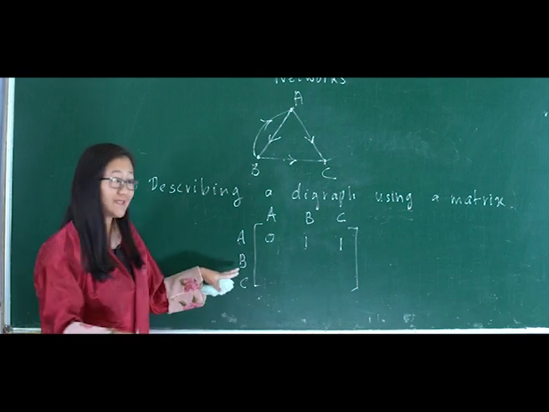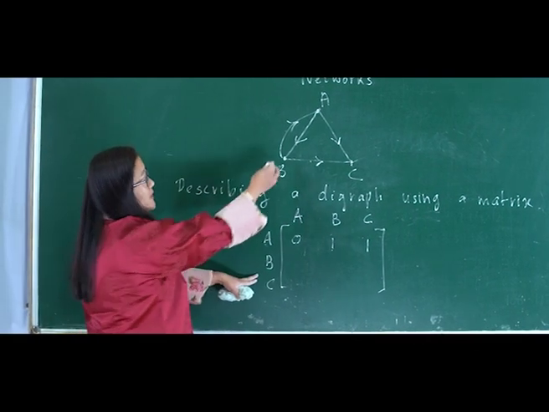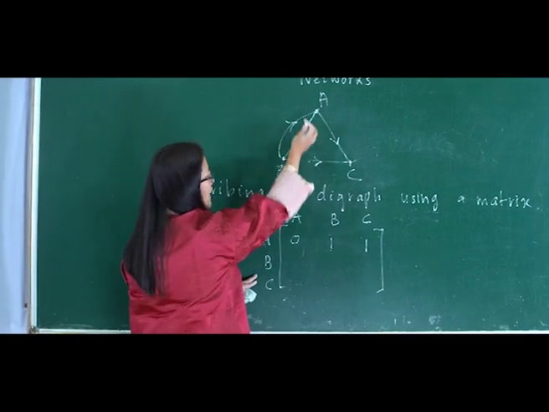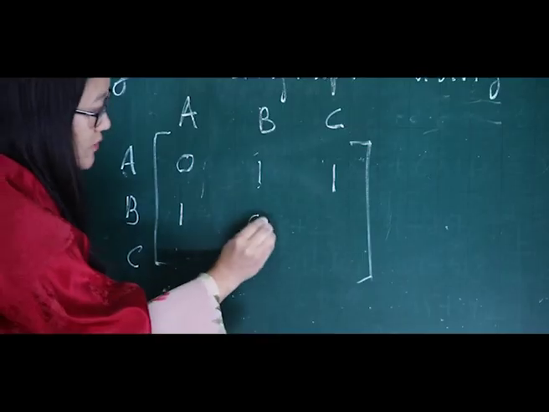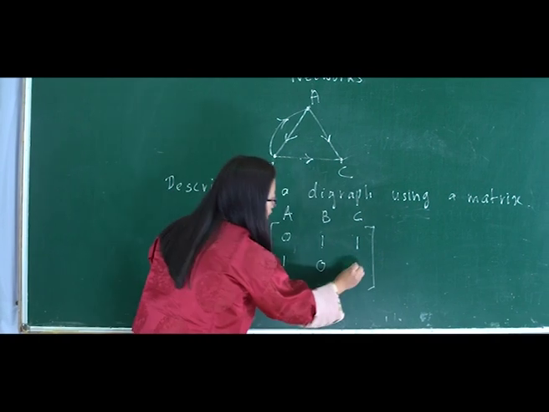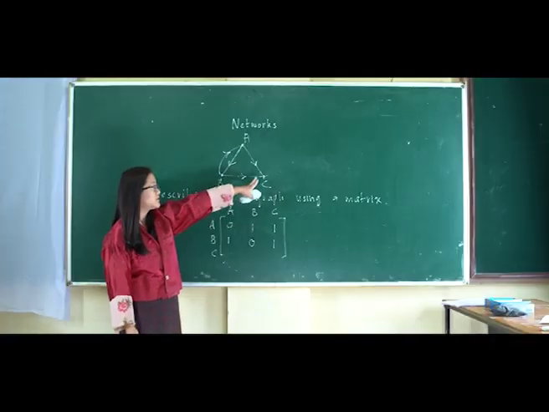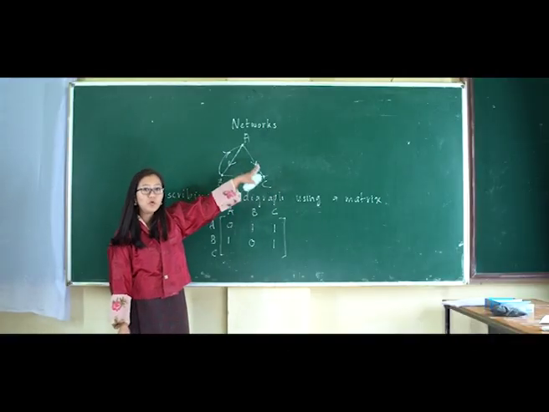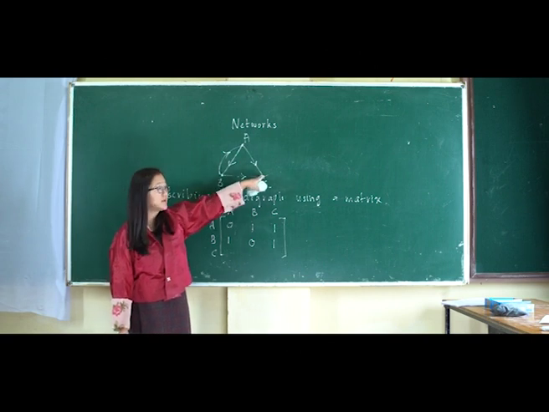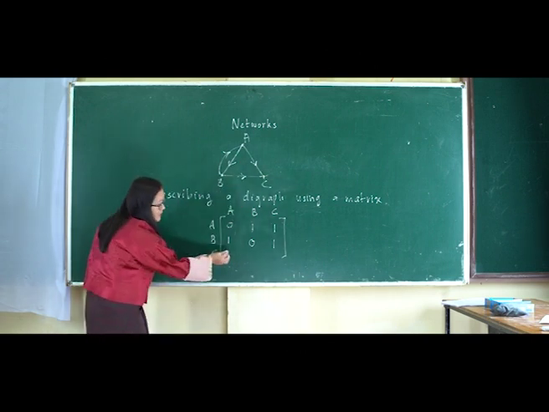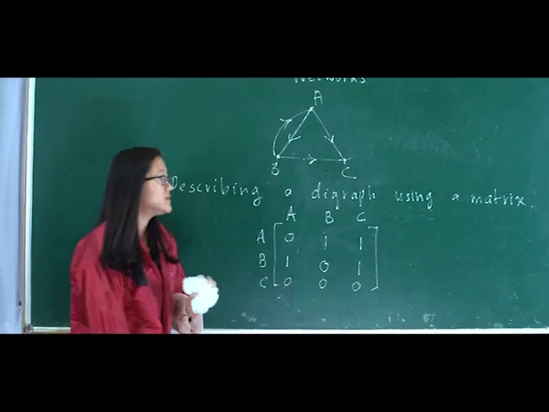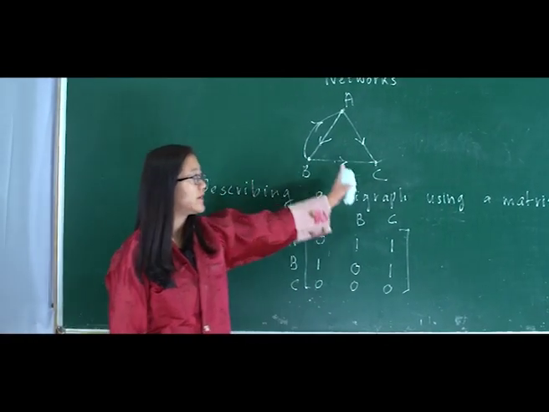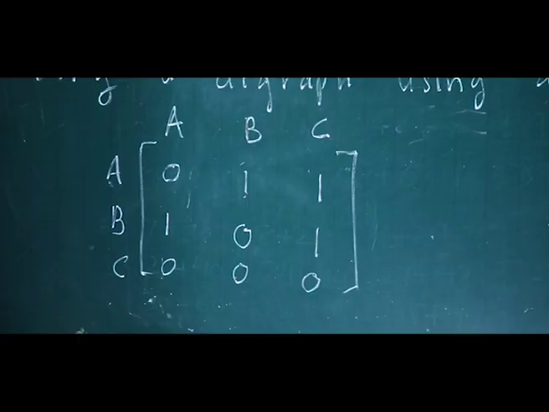Now to move on to the second row, we will see from B. B to A, we do have 1, so put 1. B to B, we don't have any, so put 0. B to C, we have 1. And then, this vertex C has no arrow going out of the vertex, which means all the elements in here will be 0. So this is how we describe a digraph using a matrix.